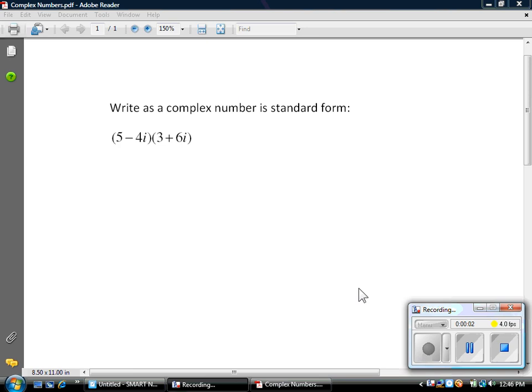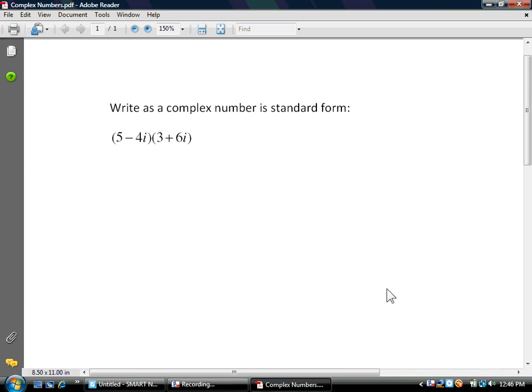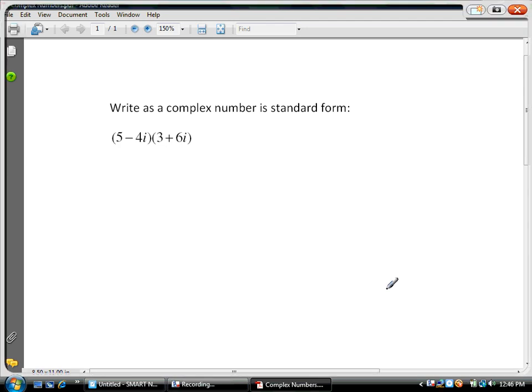Okay, what we're doing today is we're going to be writing expressions, complex numbers in standard form. So there's a couple things we need to remember about complex numbers. First, i is equal to the square root of -1. i stands for an imaginary number. As you know, the square root of -1 does not exist.